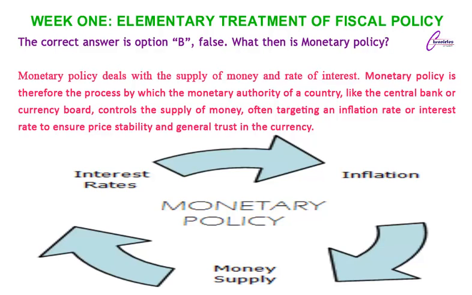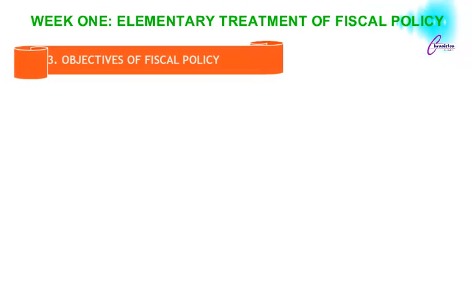Monetary policy is therefore the process by which the monetary authority of a country, like the central bank or currency board, controls the supply of money, often targeting an inflation rate or interest rate to ensure price stability and general trust in the currency.